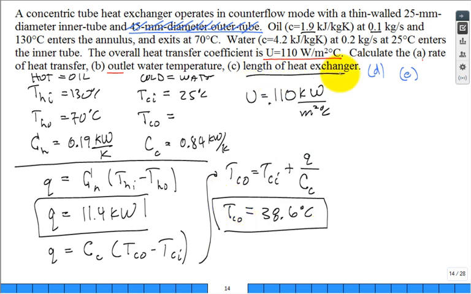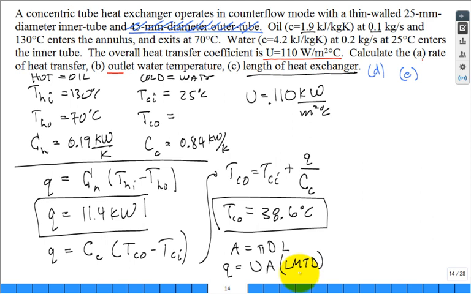What is the length of the heat exchanger required? That's sizing the heat exchanger, isn't it? So the area of the heat exchanger is pi D L. So I'm looking for that L. All right, I need to use this equation. Q is equal to U A LMTD. Where did that equation come from?